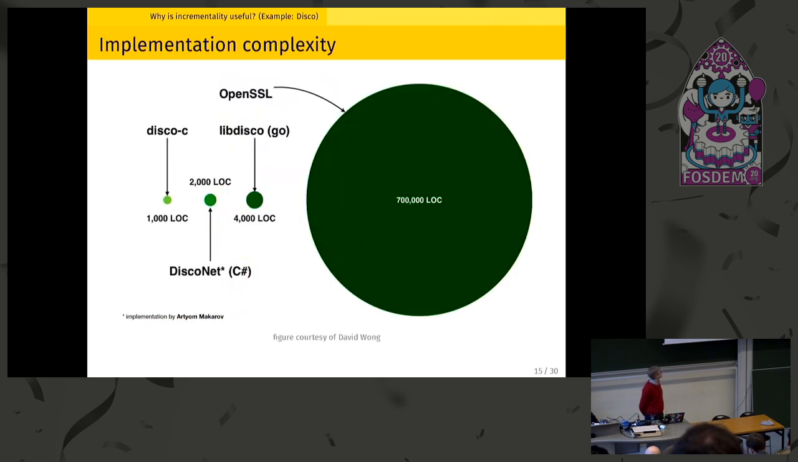Here are some figures provided by David Wong about the size of DISCO written in C, C sharp, and Go. And you can see that DISCO fits in a few thousand lines. If you compare that to OpenSSL, it's of course much smaller. I don't think these figures are really fair because OpenSSL does a lot more things and they have many, many options to look at. But still, my point is that DISCO is really simple. And one aspect of it is the use of the duplex object and its incrementality to allow for this simplicity.